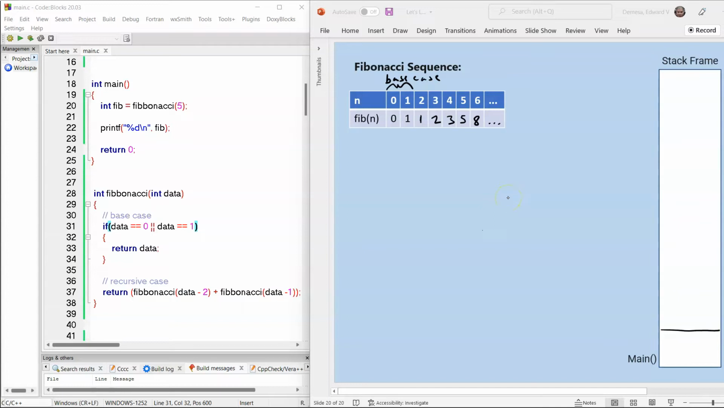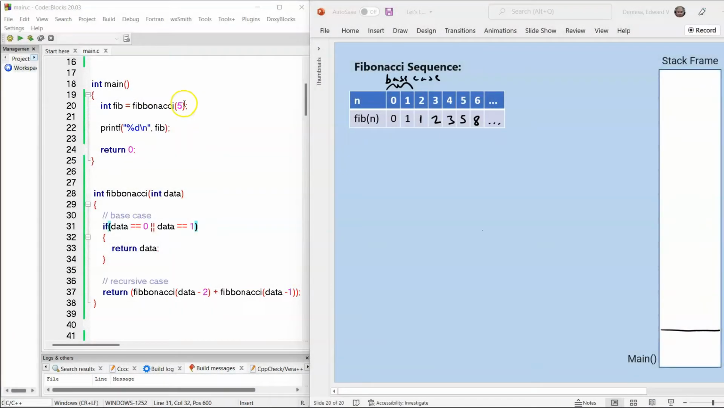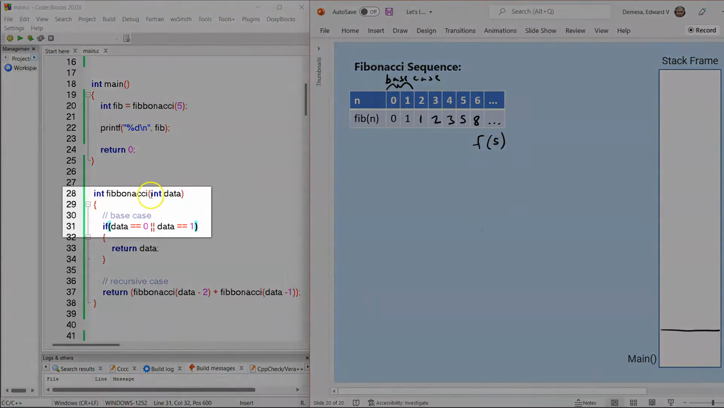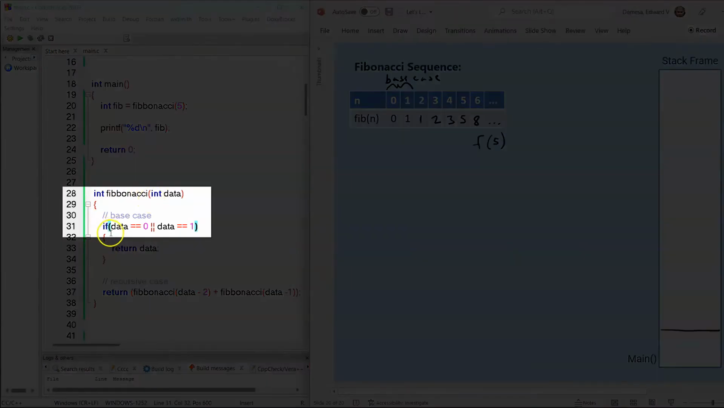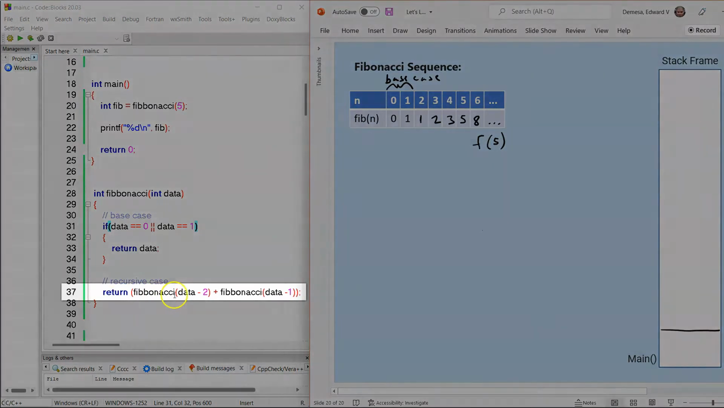Let's go ahead and trace this Fibonacci function using a tree. So on line 20 in main calls Fibonacci function with an argument of 5. And again, I'm going to use F to abbreviate Fibonacci. The compiler enters the function on line 28, and on line 31 it checks, is 5 equal to 0 or equal to 1? The answer is no, so the compiler jumps to line 37.